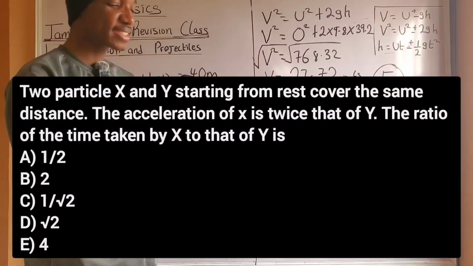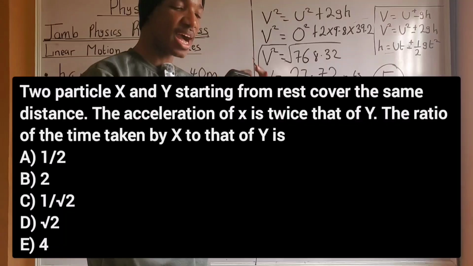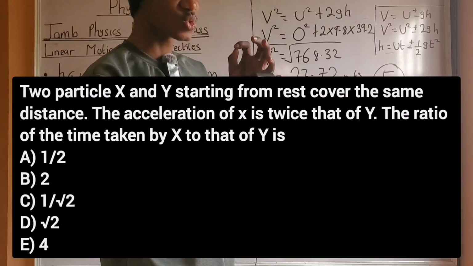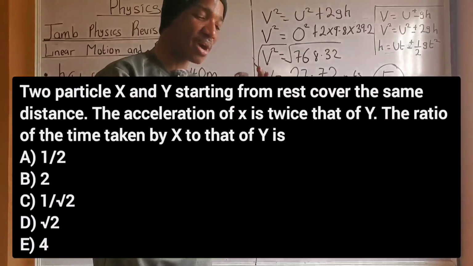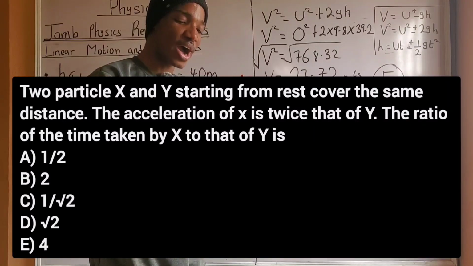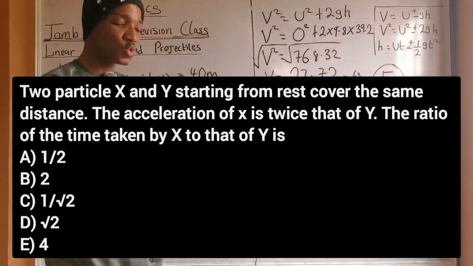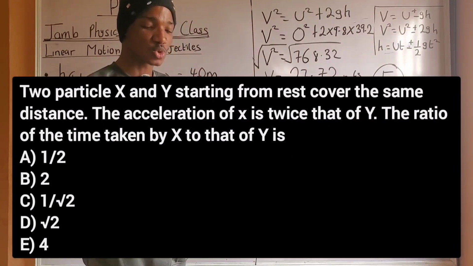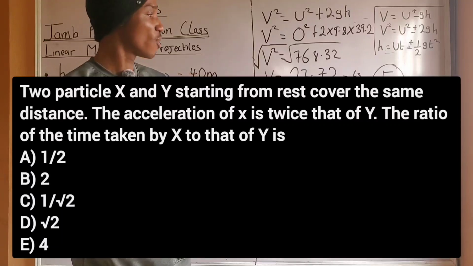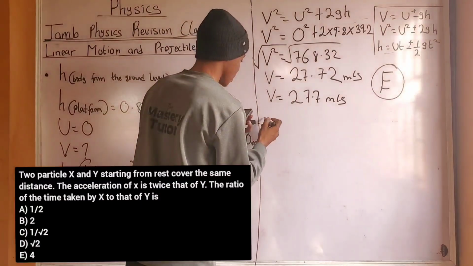Two particles X and Y starting from rest cover the same distance. The acceleration of X is twice that of Y. The ratio of the time taken by X to that of Y is: A, 1 over 2; B, 2; C, 1 over root 2; D, root 2; and E, 4. Please pay attention.